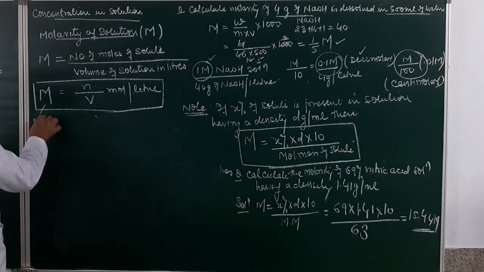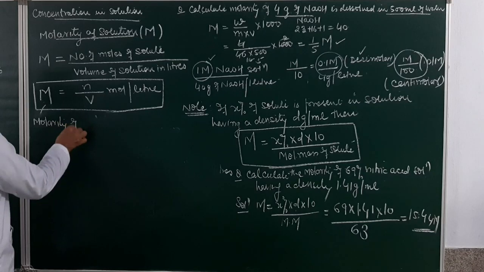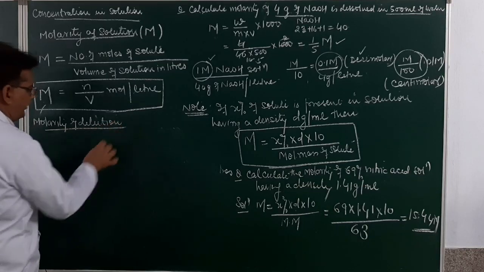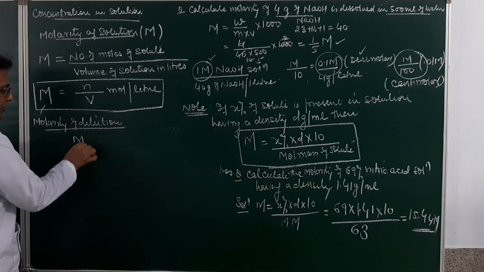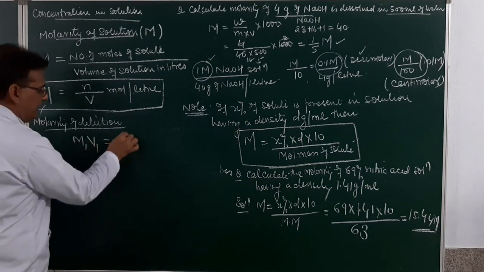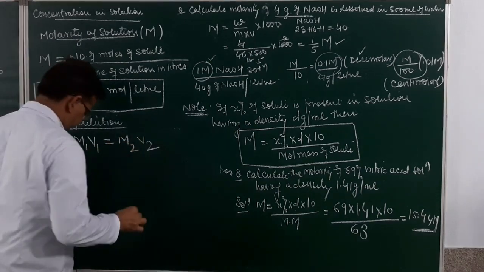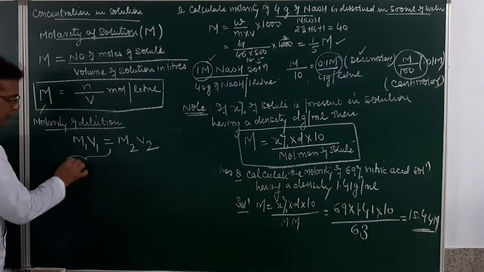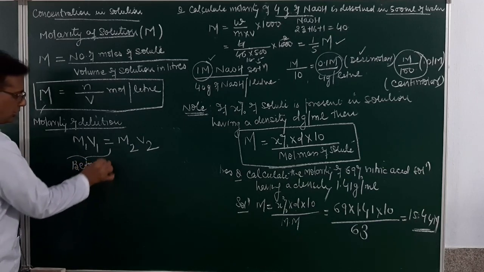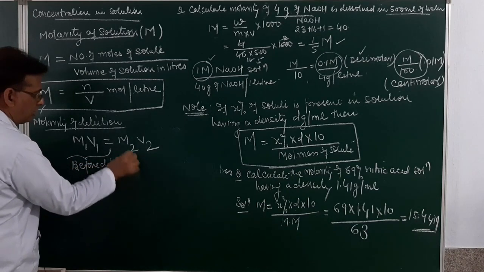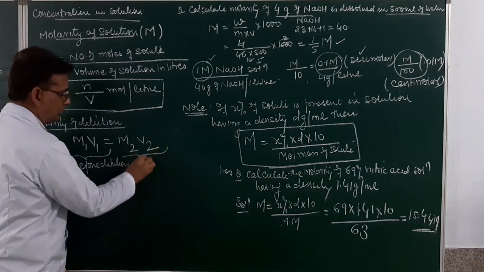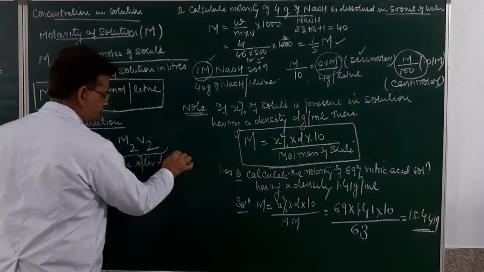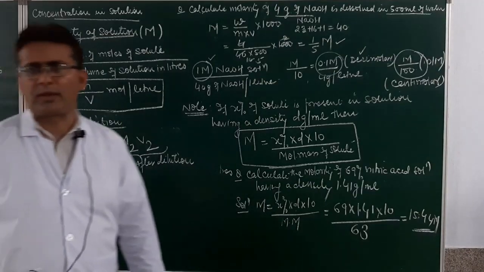So molarity of dilution. The formula for molarity of dilution will be M1V1 equal to M2V2. M1V1 is the molarity and volume before dilution. M2V2 will be the molarity and volume after dilution. Am I clear?